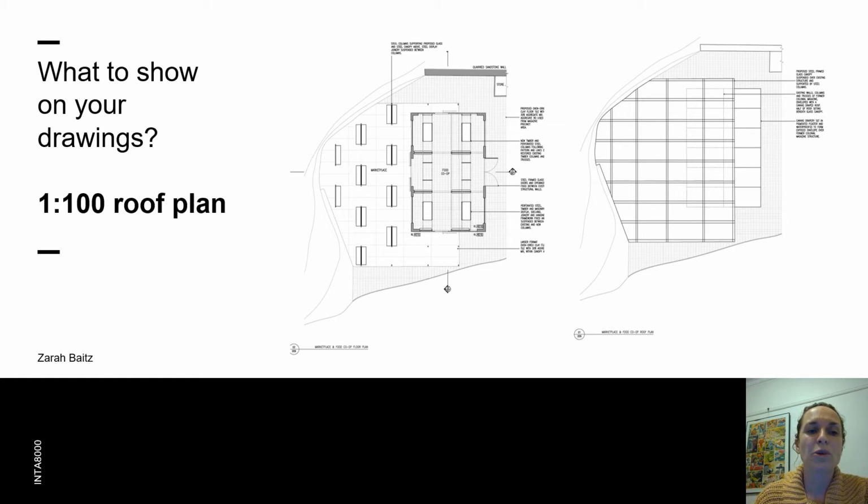What to show on your 1 to 100 roof plan. As you can see here, Zara has a floor plan on the left and then a roof plan that relates to that on the right. This is a steel canopy that somewhat overlays some of the interior space and some of the external marketplace. So we see the roof plan itself and the structure of the roof plan, and we see some of the built structure below coming through in a simplified way.